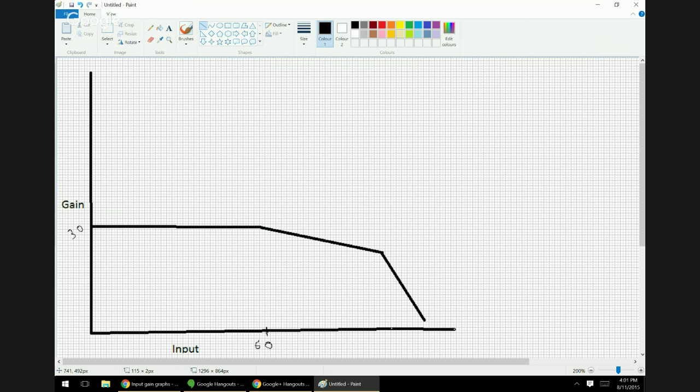Now you have to be a little bit careful here because we're showing the output compression point on an input graph. So this will be correct only for one volume control setting. But let's say at about 95 dB input, it's going into compression. Okay, so that's the basic parts of an input-gain graph. Let's just go back.